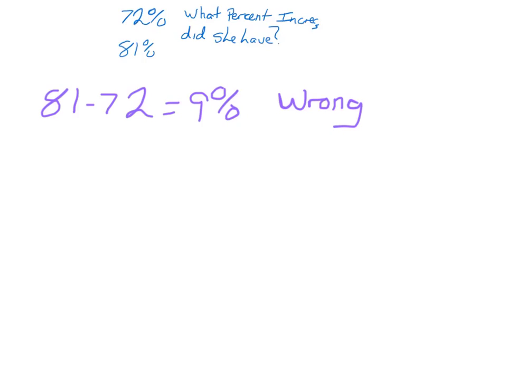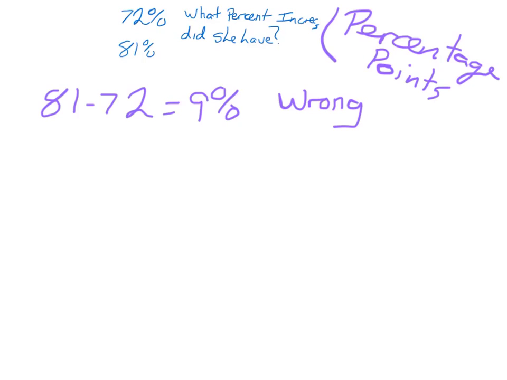Because it's not asking about percentage points. Notice the difference. If we had said percentage points, then yeah, sure, you went up by 9 percentage points. However, it's saying what percent increase, so you almost want to think of it as if this was money or dollars, because that's where you would have classically seen something a little less confusing.